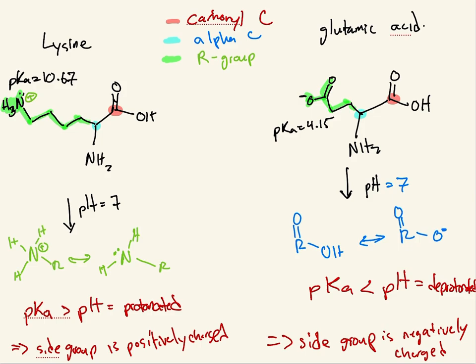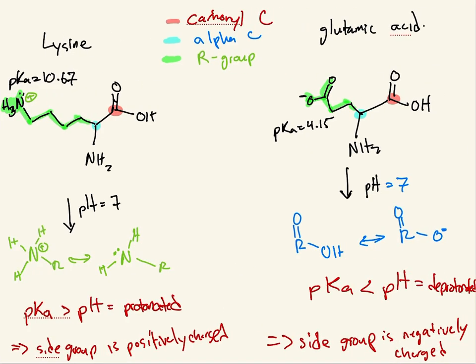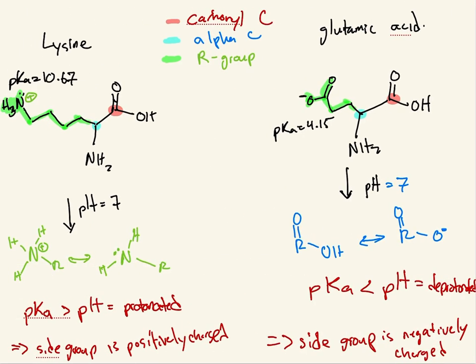Okay, so now we've done all the pre-work for this problem, right? So what was the question actually asking? Well, it said, what type of interaction would occur between lysine and glutamic acid at neutral pH? So how would you then, looking at these 2 molecules, now with their appropriate charged R groups, say they interact with each other? They could hydrogen bond, yeah, that's a good answer. If I said what was the strongest interaction between them, that wouldn't be a good answer, but they do hydrogen bond. How else could they interact?